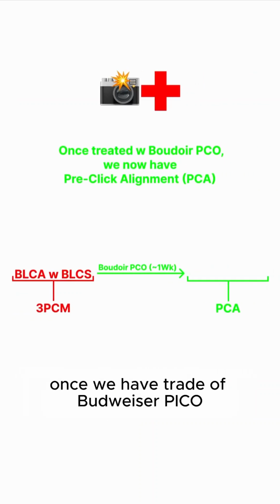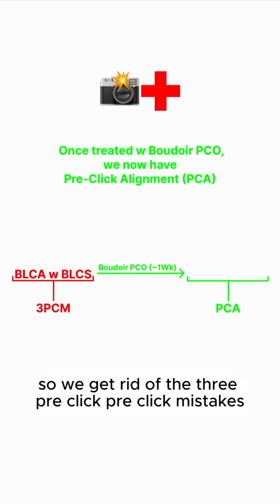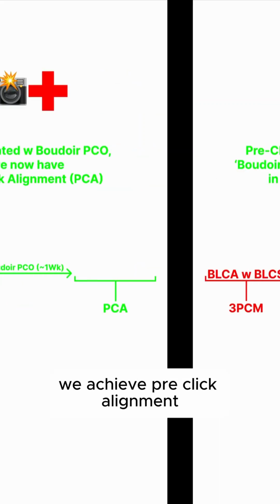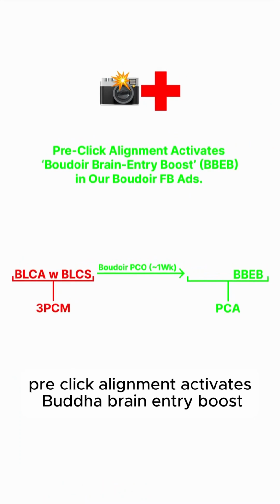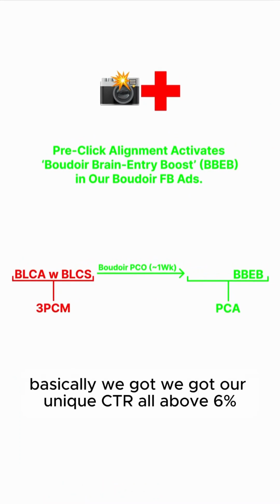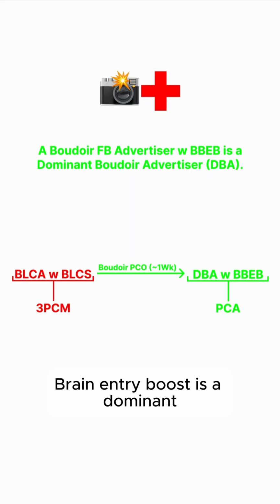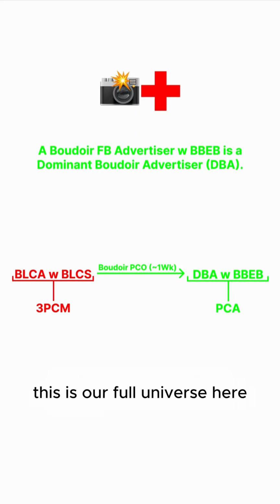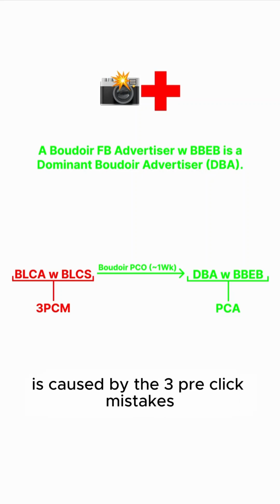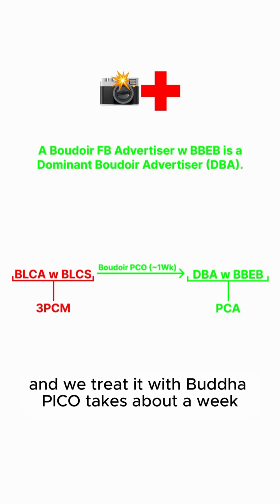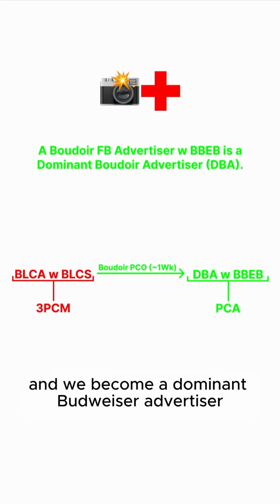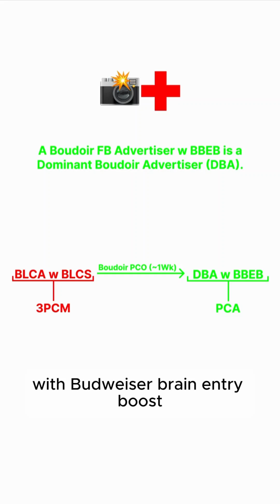Once we have treated with Boudoir PICO, we now have pre-click alignment, PCA. That's what we're looking for. So we get rid of the 3 pre-click mistakes, we achieve pre-click alignment. Now, pre-click alignment activates Boudoir brain entry boost in our Boudoir Facebook ads. Basically, we got our unique CTR above 6%. And a Boudoir Facebook advertiser with Boudoir brain entry boost is a dominant Boudoir advertiser, a DBA. This is our full universe here. So we got a BLCA with BLCS caused by the 3 pre-click mistakes. And we treat it with Boudoir PICO, takes about a week. We achieve pre-click alignment, and we become a dominant Boudoir advertiser with Boudoir brain entry boost.